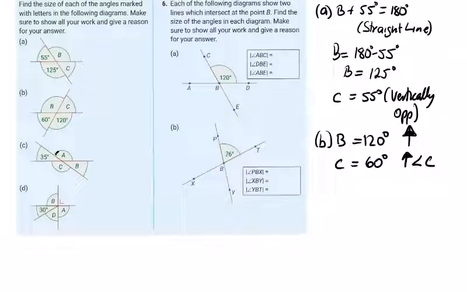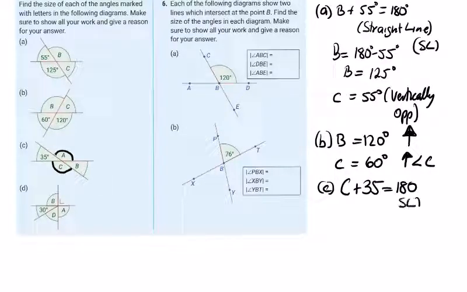In the question here, we have A here and C here. Well, we can say C plus 35 is 180. Why? Straight line. I'll just call it SL down here. You write straight line on these questions. So C is equal to 180 minus 35, 145 degrees. And B is equal to 35 degrees because it's vertically opposite. So you write that down.